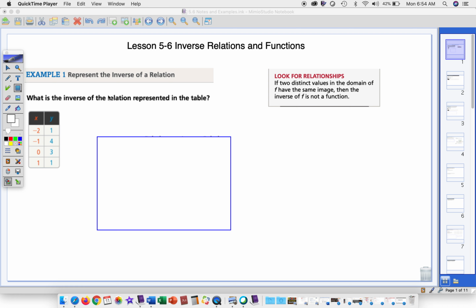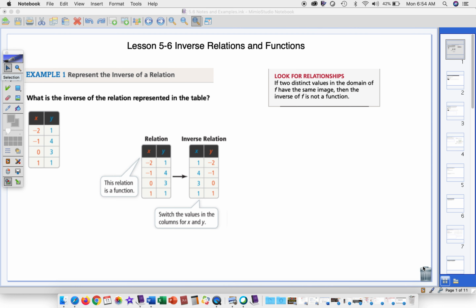So first of all, if you remember, a relation is just a set of ordered pairs, which is what we have here in this table. To get the inverse of a relation, we interchange the x and y coordinates. So what was an x coordinate becomes a y coordinate, and what was a y coordinate becomes the x coordinate. So that would look like this.